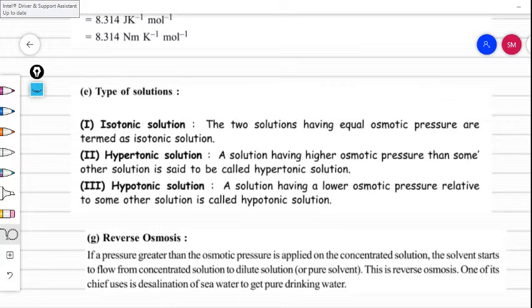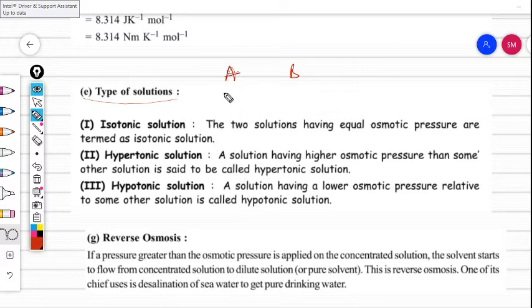Hello everyone. So we've been discussing the colligative properties, and now osmotic pressure. Based on the osmotic pressure, how are two solutions compared? Let's say we have solution A and solution B, and this is having an osmotic pressure of 1 atmosphere.